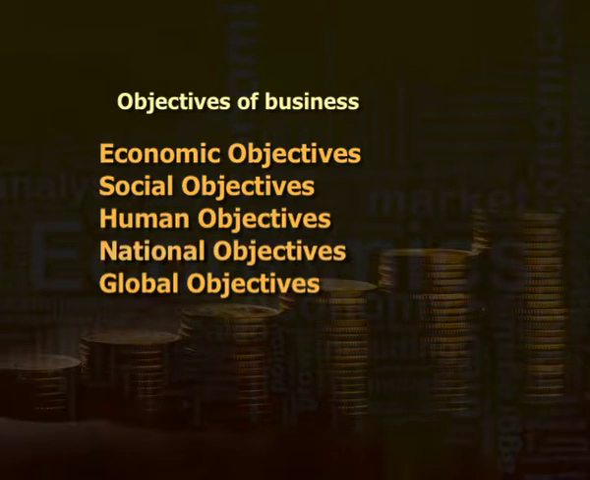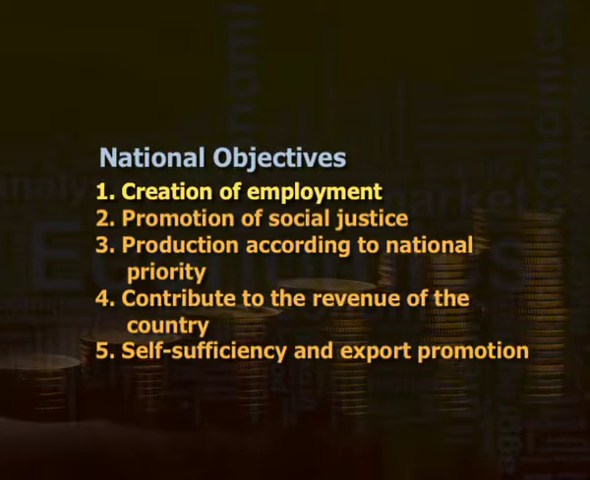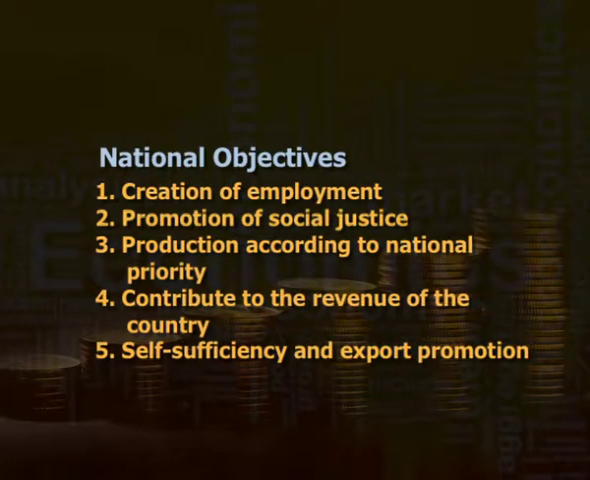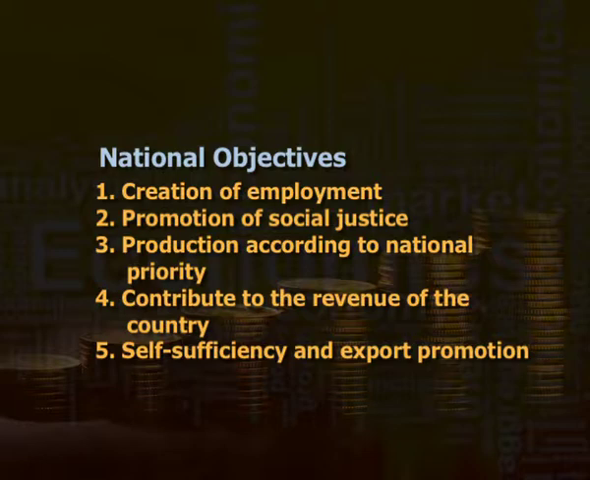Then next is national objectives. First point, creation of employment. This can be achieved by establishing new business units, expanding markets, widening distribution channels, etc. Second is promotion of social justice. As a responsible citizen, a businessman is expected to provide equal opportunities to all the persons with whom he or she deals. Third point is production according to national priority.